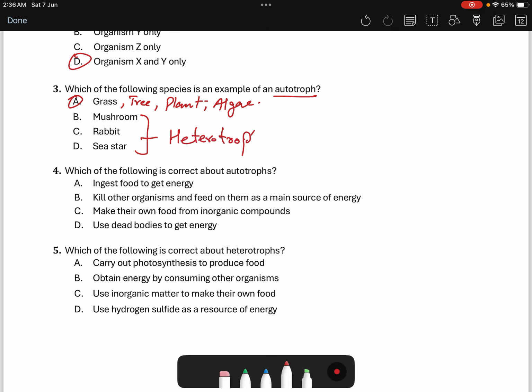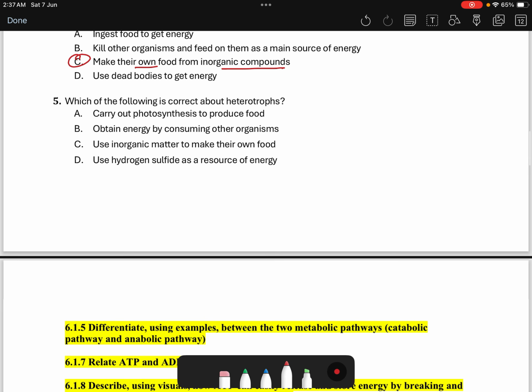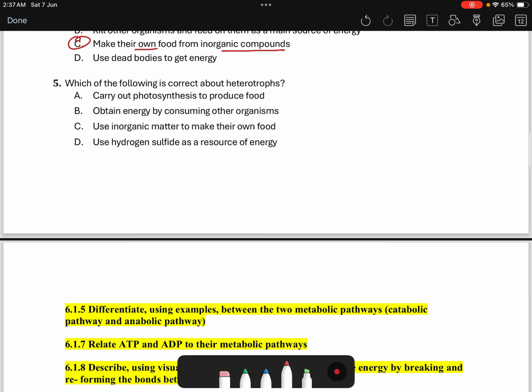while these three are heterotroph. Which of the following is correct about autotroph? Like they can make their own food, right? So they make their own food by using inorganic compounds, since they do photosynthesis. We will discuss photosynthesis in the next topic. Which of the following is correct about heterotroph? They eat other organisms. We know that they obtain energy by consuming other organisms. Carry out photosynthesis to make food. This is photoautotroph.